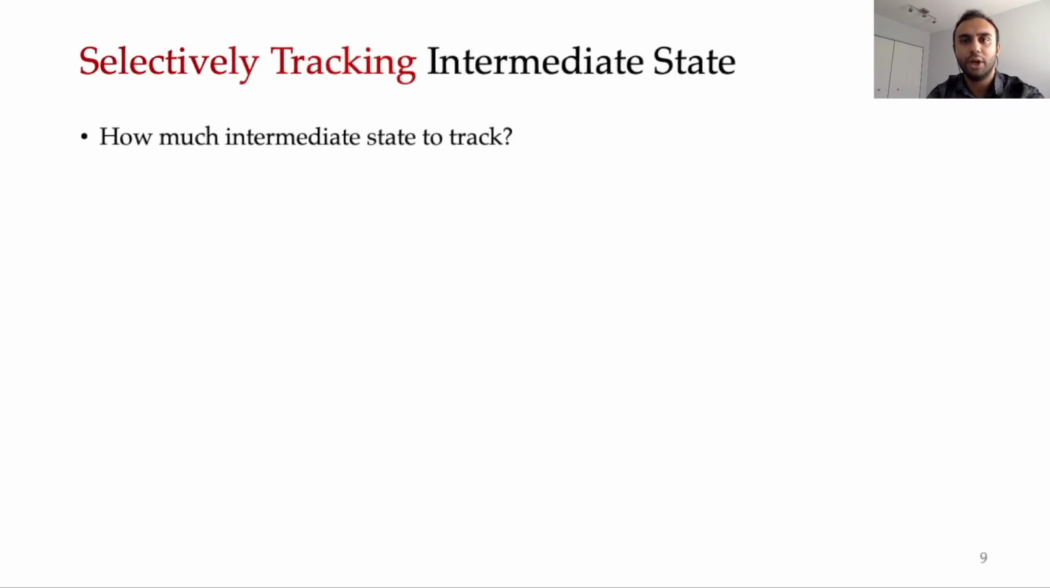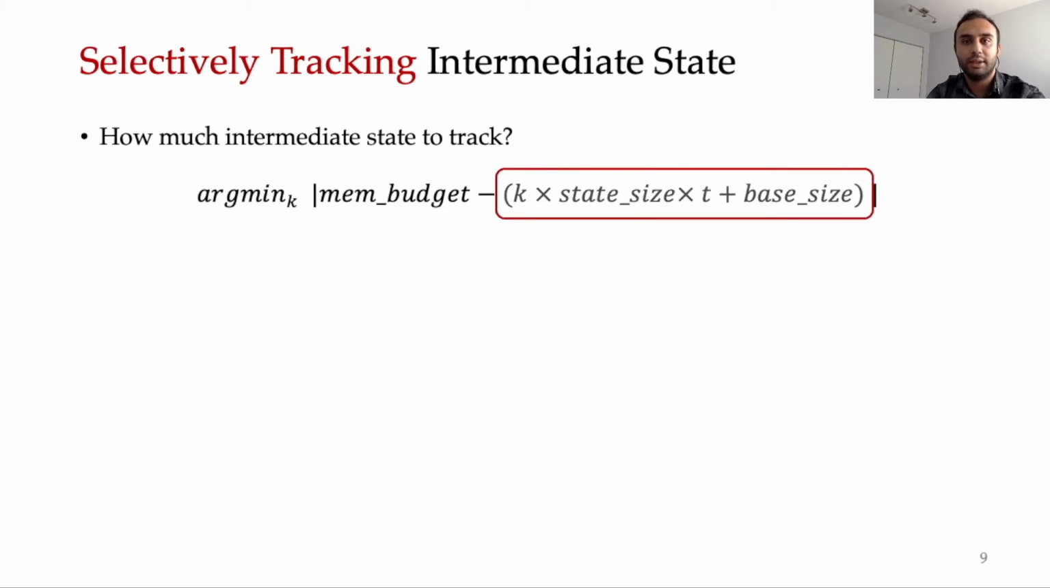To identify how much intermediate state to track, we estimate the memory footprint by modeling the space for different components of the runtime. This includes the data graph, frontiers, and the intermediate states. And then we simply minimize the difference between the available memory budget and the estimated footprint, which gives us the largest number of vertices for which intermediate state can be safely tracked.